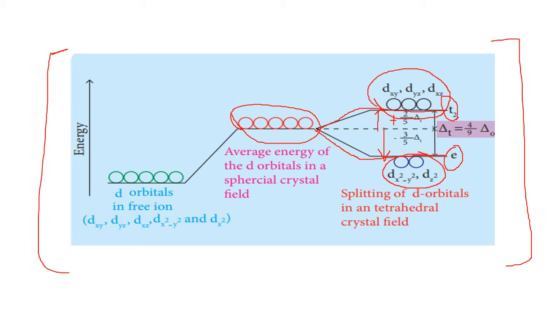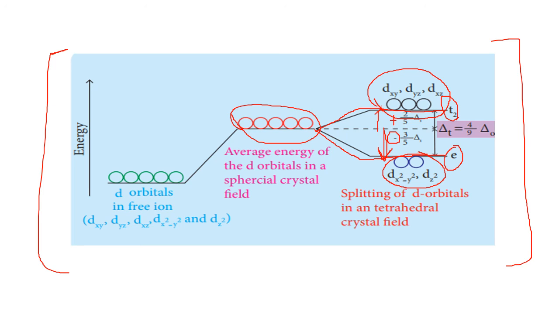Then minus 3 by 5, this minus symbol indicates the decrease in energy. There will be a decrease in energy, that is the arrow is in the reverse direction, so minus denotes the decrease in energy. This 3 comes from the fact that on the opposite side we have 3 orbitals, dxy, dyz and dxz. Out of 5 orbitals we have 3 orbitals on the opposite side. So this 3 by 5 comes from this. So minus 3 by 5 delta T.